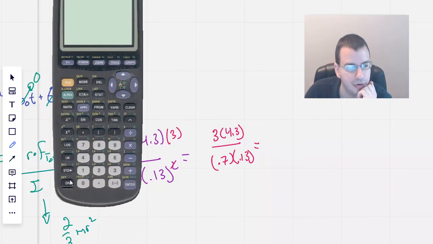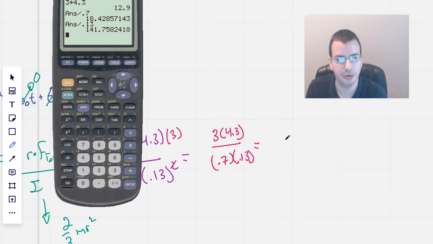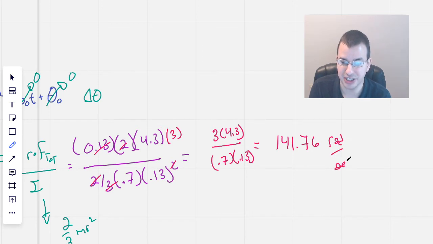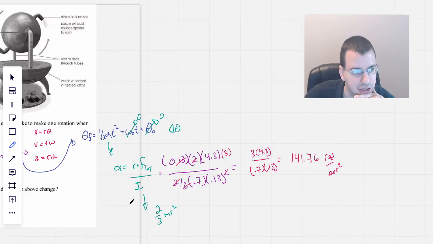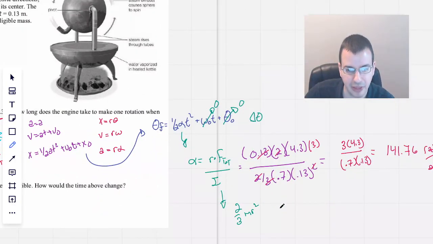I'm not going to. On the calculator, clear, 3 times 4.3 divided by 0.7, divided by 0.13, which is the radius. We have 141.76. This is going to be radians per second squared. That's the angular acceleration of this Hero engine. Okay, so we have that.